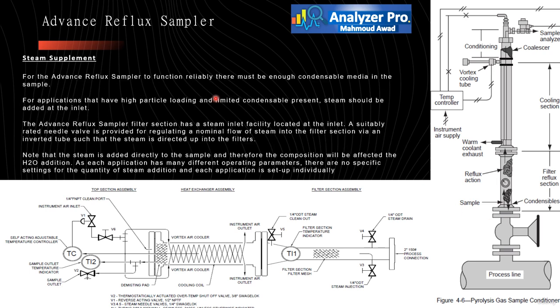Steam supplement. For the Advanced Reflux Sampler to function reliably, there must be sufficient quantity of condensable media in the sample. For applications that have high particle loading and limited condensable present, steam should be added at the inlet. The Advanced Reflux Sampler filter section has a steam inlet facility located at the inlet. A suitably rated needle valve is provided for regulating a nominal flow of steam into the filter section via an inverted tube such that the steam is directed up into the filters.